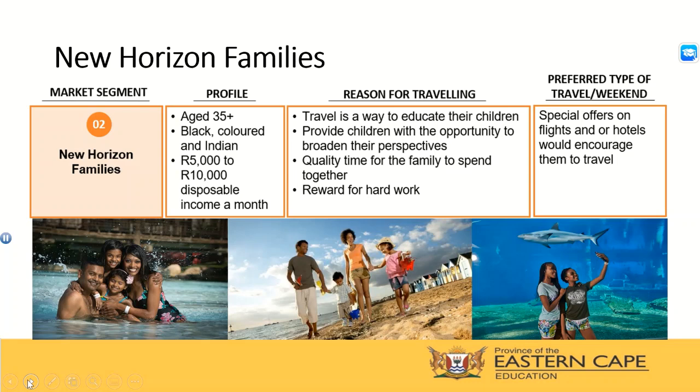The reason for traveling is because travel is a way to educate their children, and if you take a look at the images at the bottom of your screen, you'll see each and every one of those involves a family. It's young children that have been given the opportunity to broaden their perspectives. Another reason for their traveling is to spend quality time together, but also to reward themselves and their families for hard work. When looking at the preferred type of travel for this market segment group, it would be special offers on flights and hotels that would encourage them to travel.